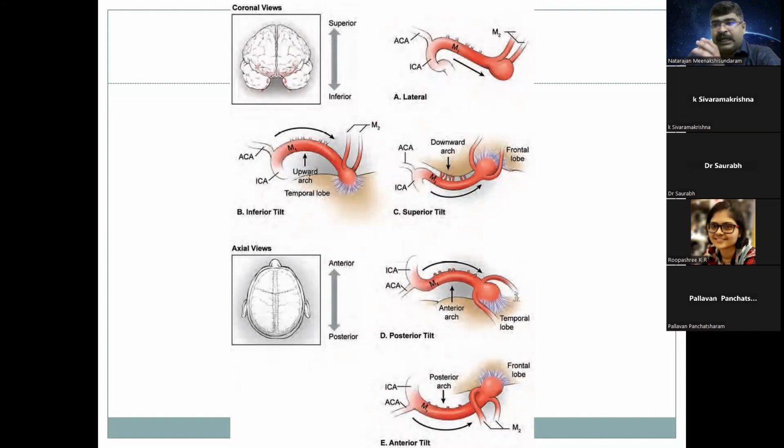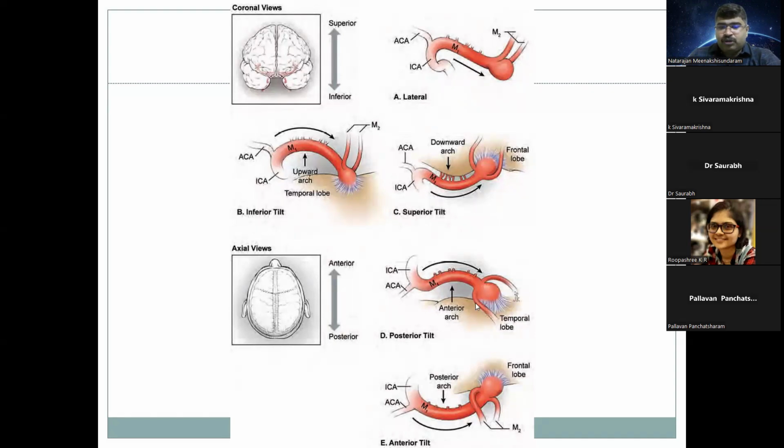So always remember, it is the convexity of the vessels, or any convexity, that is always taken into consideration. In scoliosis, it is the convexity which determines the classification of the scoliosis. So again here, the convex surface, whether it is superior or inferior, needs to be taken into account. It is the convexity which is most important, not the concavity. So this is a superior tilt where the dome of the aneurysm is attached to the frontal lobe with a downward M1 MCA.